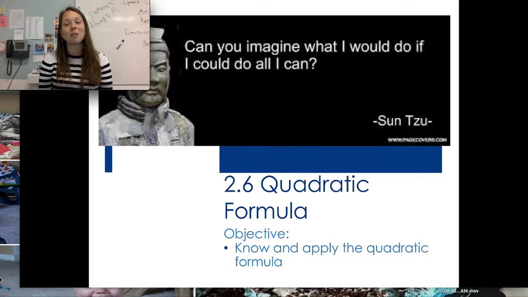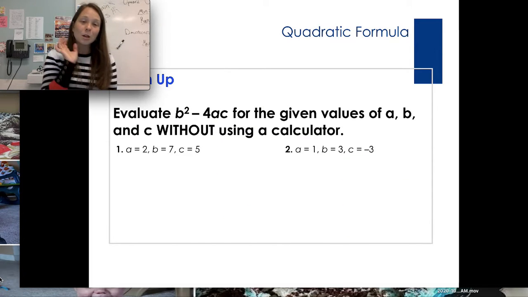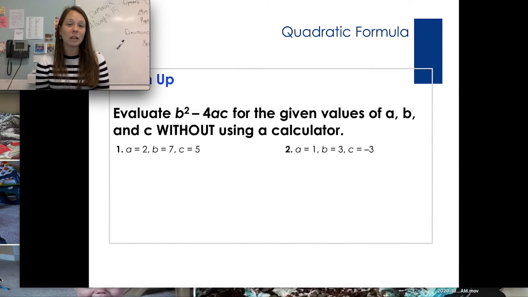All right, so quadratic formula, we're going to know and apply it to solve quadratic functions. That's our main objective for today. So starting up, we have this warm-up. We want to evaluate b squared minus 4ac. The goal is to use a little bit of mental math here and see if you can do it without a calculator. So take some time, see if you can figure it out, and press play to see the answer.